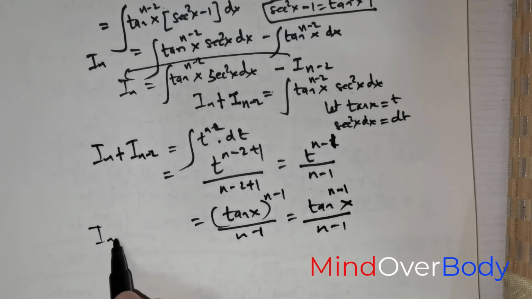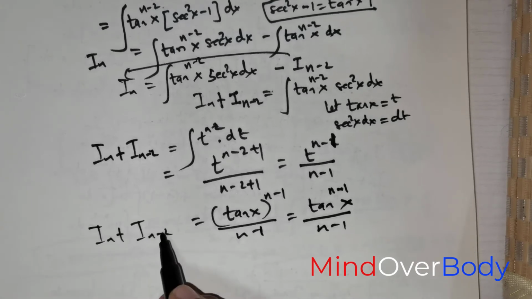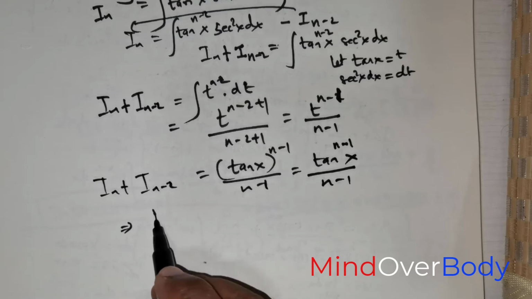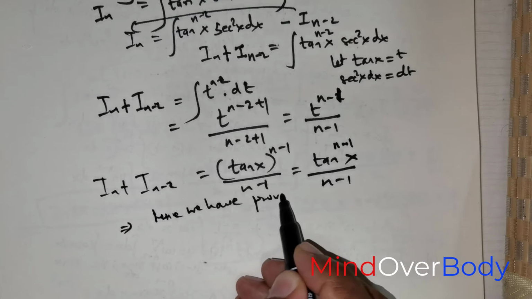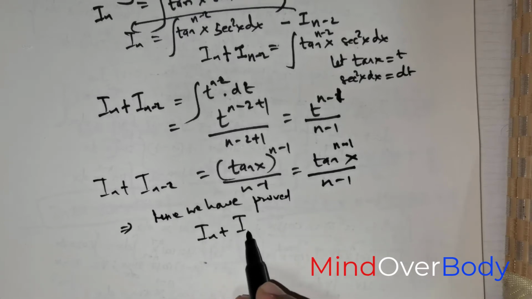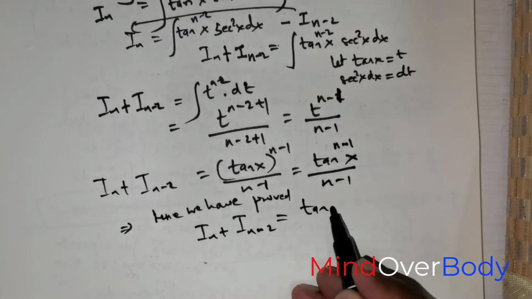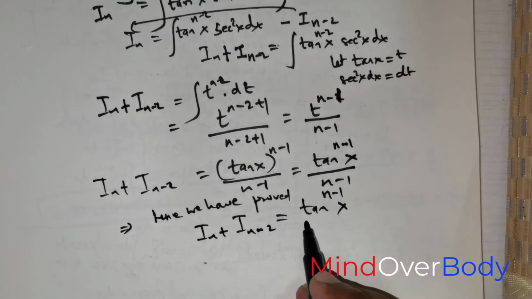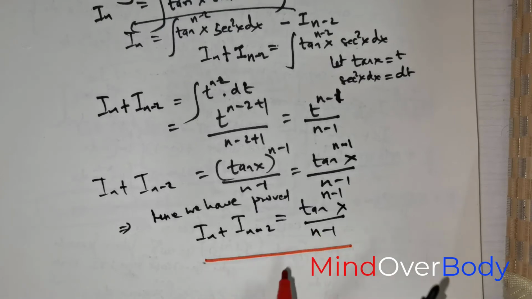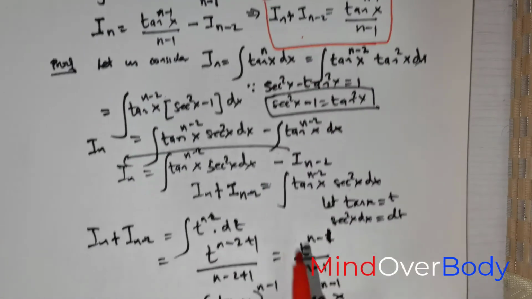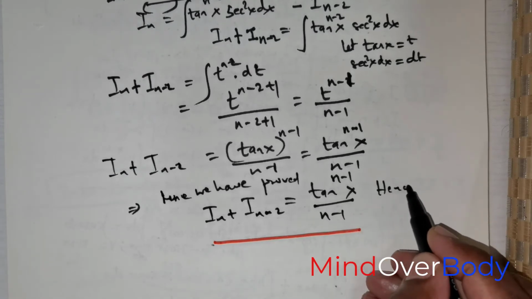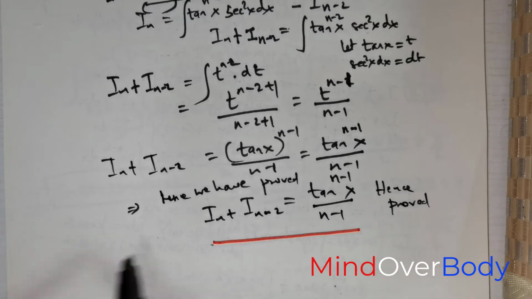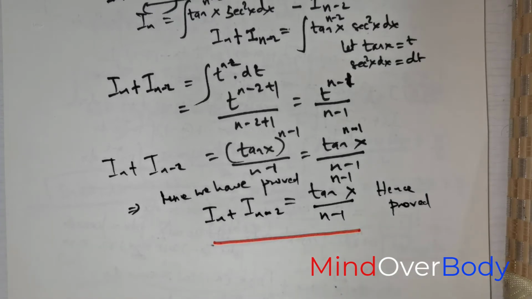What's on the left hand side? I suffix n positive I suffix n negative 2. So this would mean, hence we have proved I suffix n positive I suffix n negative 2 is equal to tan raised to the power of n negative 1 x divided by n negative 1. Right? So if you were to check this with this, this is exactly what we have got. So you can clearly say hence proved. Hence proved. So we'll move on to the next question.